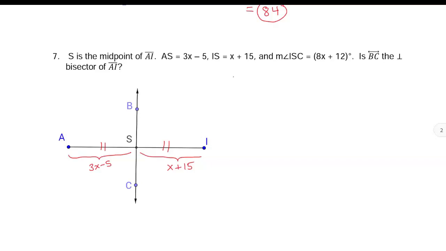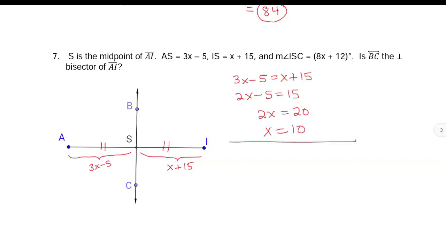So I'm going to say 3x minus 5 equals x plus 15, and I'm going to solve for x right now. So I'm going to subtract x, add 5, x is 10. Okay, what am I going to do with that? Let's see. It says the angle ISC, so that's this angle here, ISC, has algebra measure of 8x plus 12.